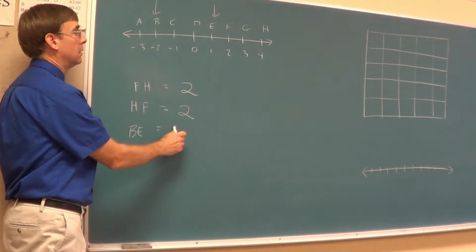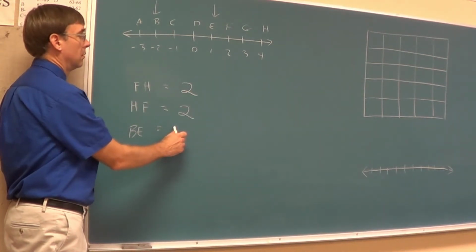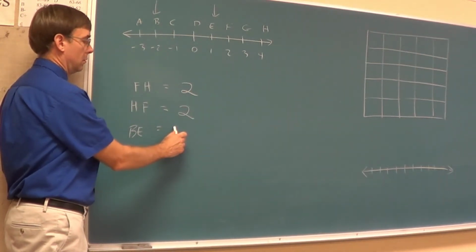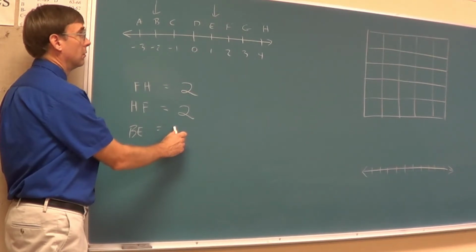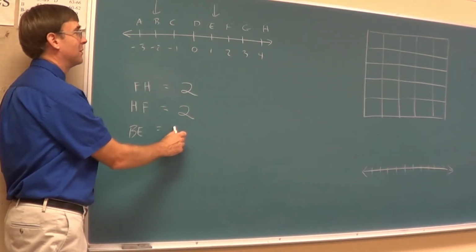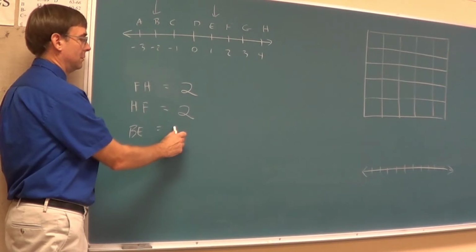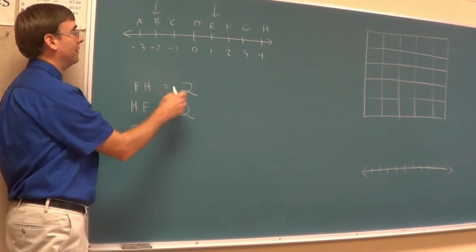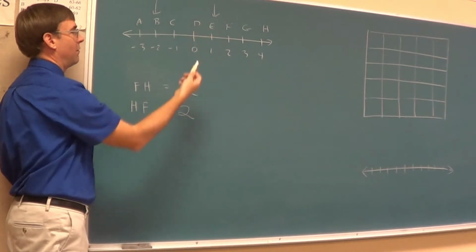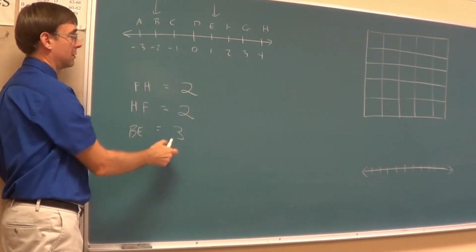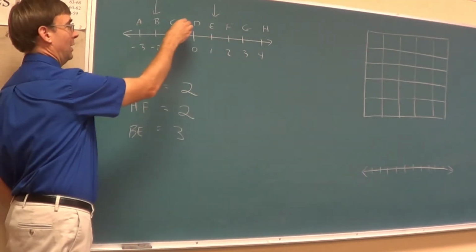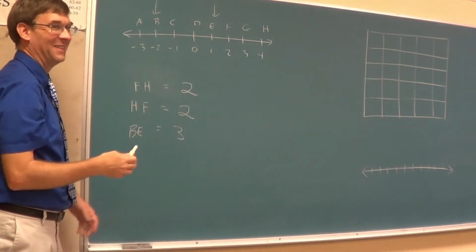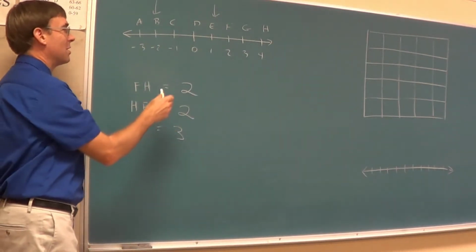From B to E. Somebody, anybody? Distance from B to E? It's taking way longer than I would expect. Distance from B to E, how far apart are they? 3. 3 squares. 1, 2, 3. That's all we're looking to do. Count the squares. Or you could subtract.